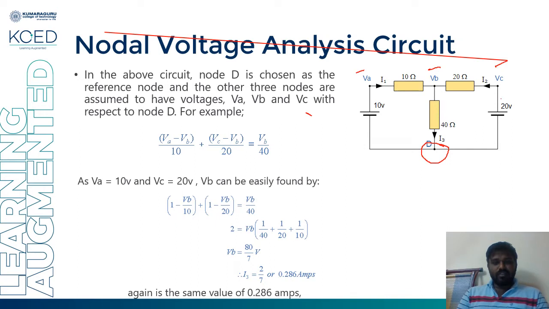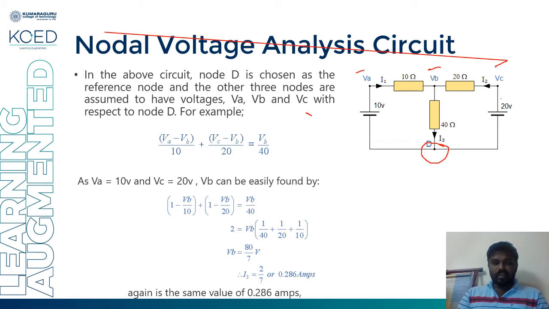By solving the equation with VA equal to 10 volts and VC equal to 20 volts, we get (10 minus VB) by 10 plus (20 minus VB) by 20 is equal to VB by 40. While solving this equation, we will get VB is equal to 80 by 7 volts. That is the voltage at this particular node.